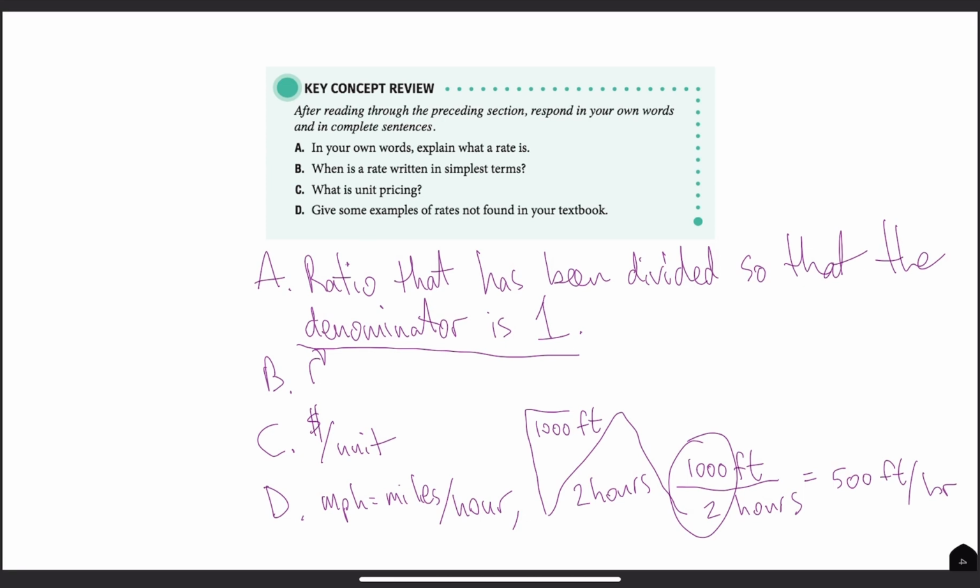I'm sure you can think of a few more. How about your hourly rate at work? Money per hour. There's another example of rate. So there's just some few examples to get you started on 6.2, and we'll see you in 6.3.